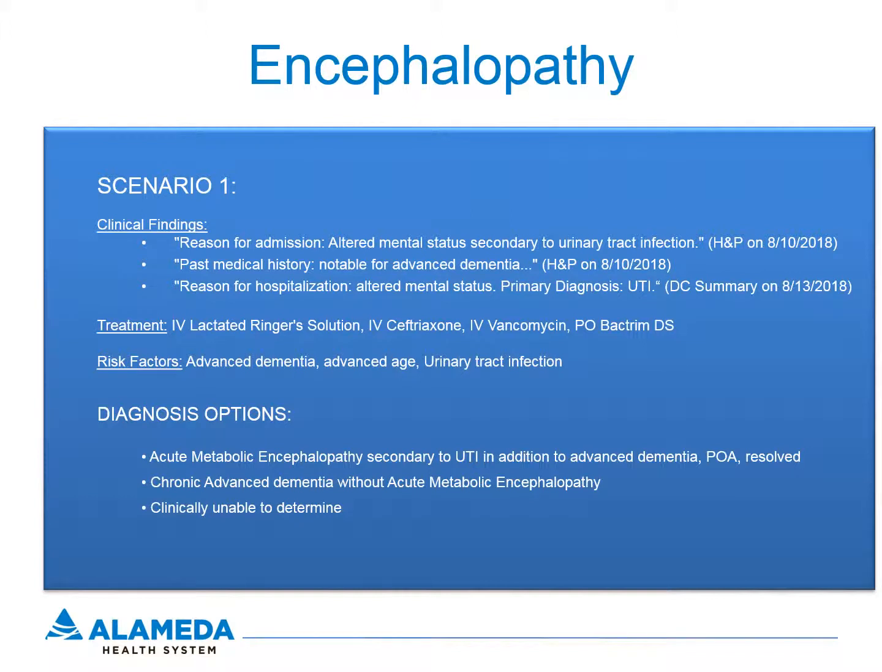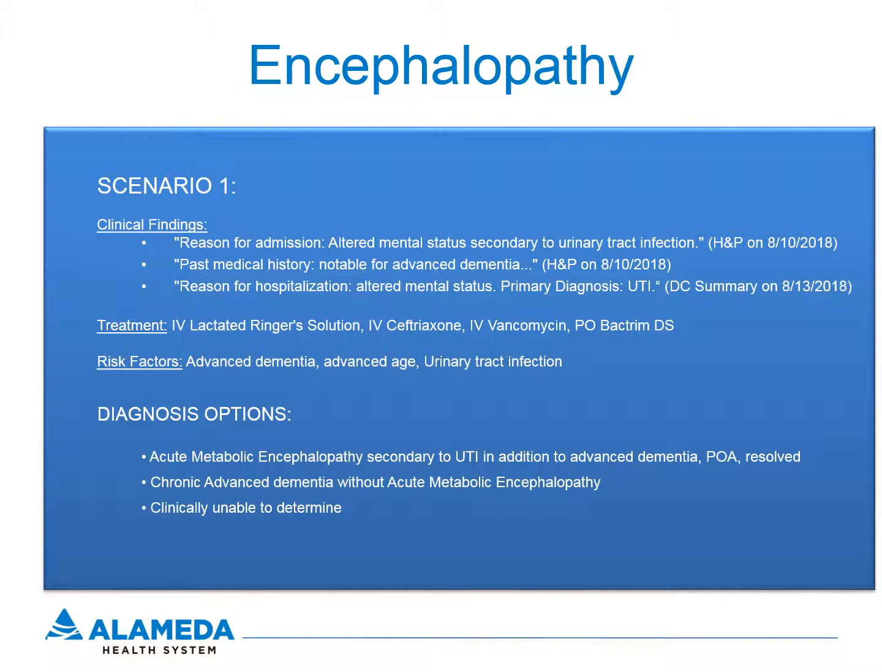I'm going to take you through a couple of scenarios of clinical findings, how they were treated, what the risk factors were, and what your options for the proper diagnosis of encephalopathy are. It's often an overlooked diagnosis that's not documented. So the first scenario is the clinical findings of a patient. The reason for admission is, quote, altered mental status secondary to a urinary tract infection.